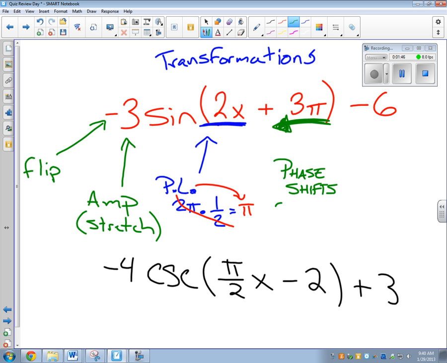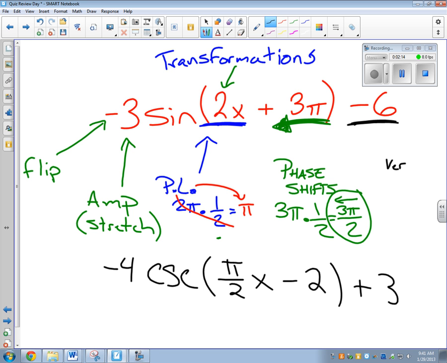We're going to start off with that 3 pi. If there is anything in front of my x, like that 2 in this case, I'm going to multiply by the reciprocal, just like we did period length. So we take 3 pi times 1/2. I get 3 pi over 2, and it's going to go to the left since it was positive. And then the last thing we have there is the negative 6. The negative 6 tagged on the end would be my vertical shift. And since it's a negative 6, that means our graph is going to go down 6.